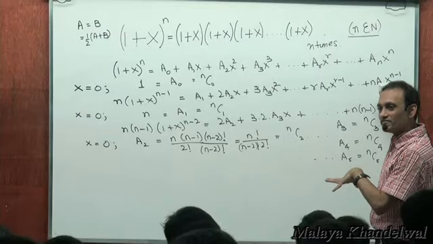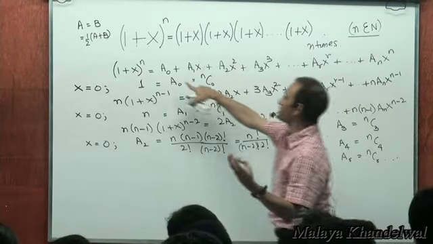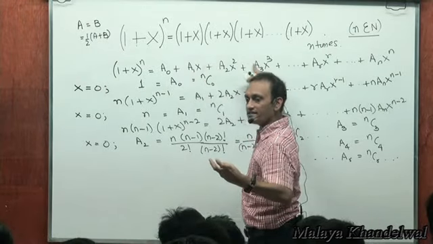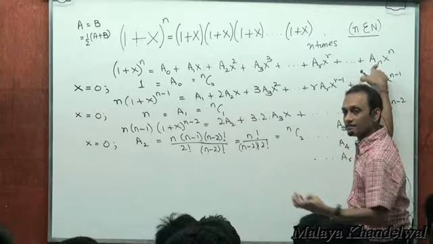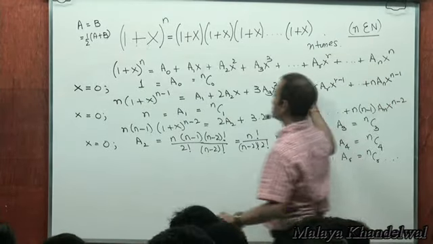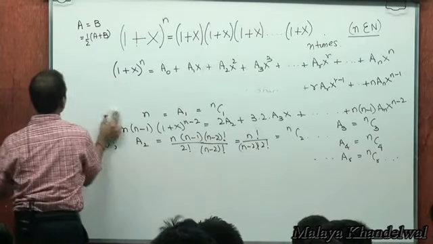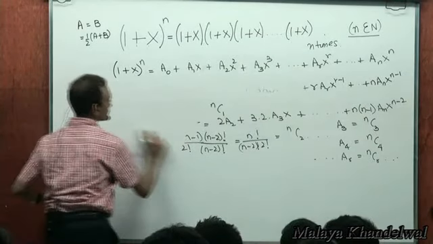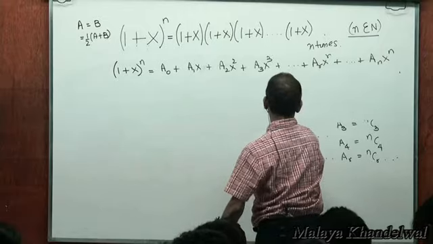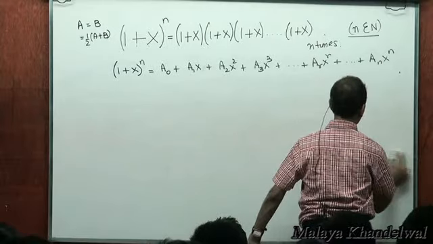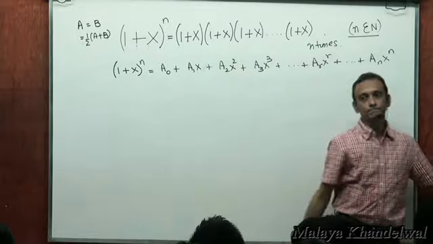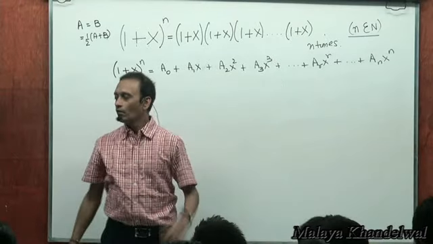Can I wipe this off? Right? So I know A0, which is NC0, A1, which is NC1, A2, which is NC2, NC3, NCR, NCN. Clear? Sounds all right?